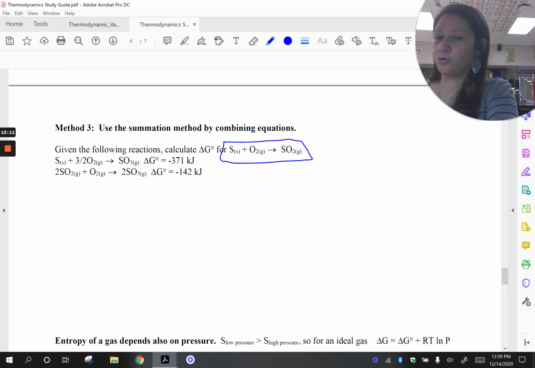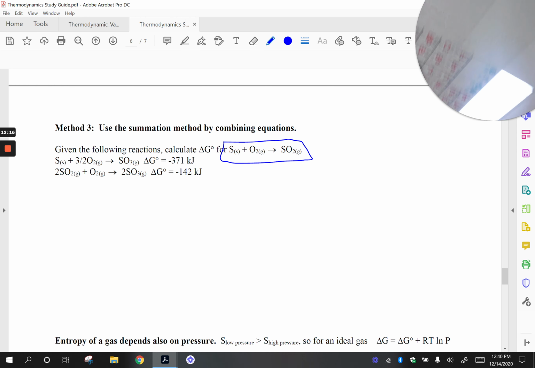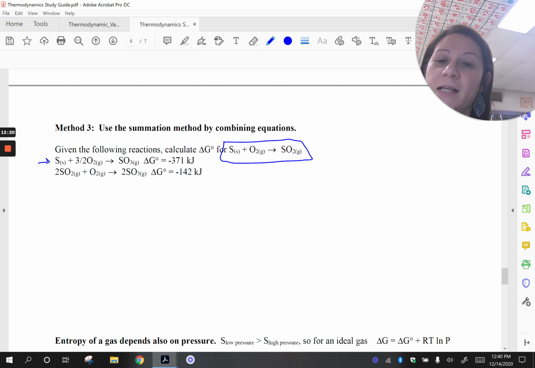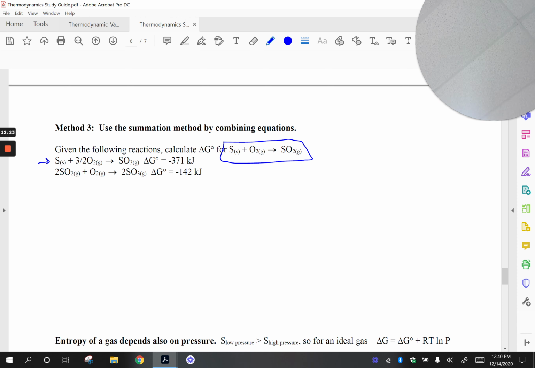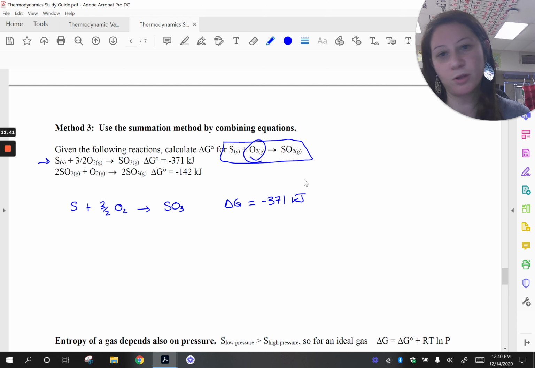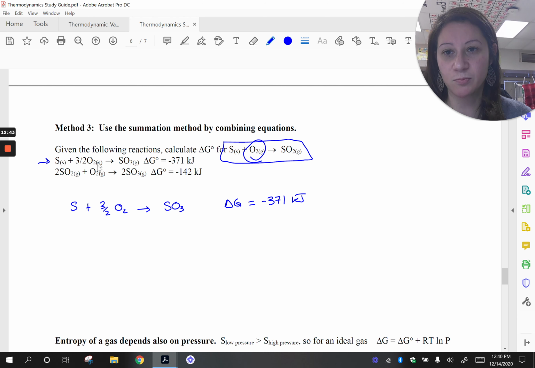So I'm going to try to find these in my reactions here. So sulfur solid is in this first reaction. It's the correct coefficient, correct side. So I'm just going to rewrite this. So sulfur plus 3/2 O2 yields SO3. Delta G is negative 371 kilojoules. Oxygen is next. Oxygen is in both of the reactions, and so when it's in both of the reactions, just like with Hess's law, you ignore it because it's in both of them.